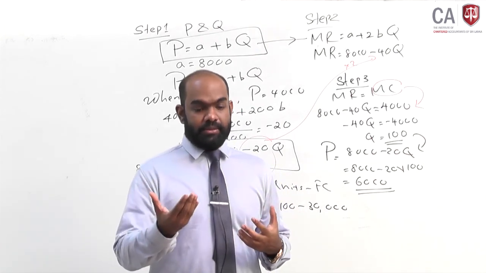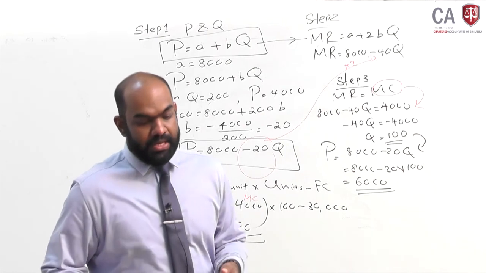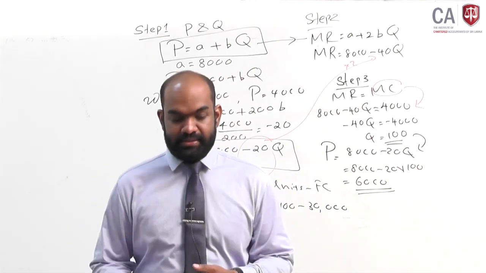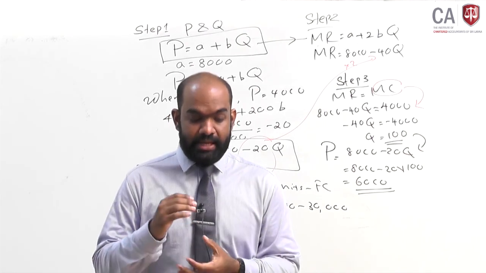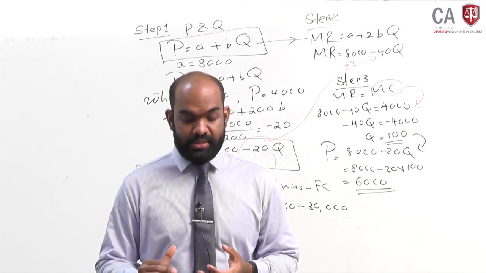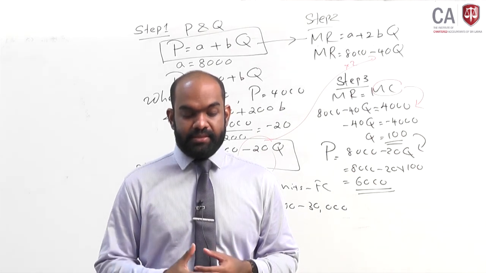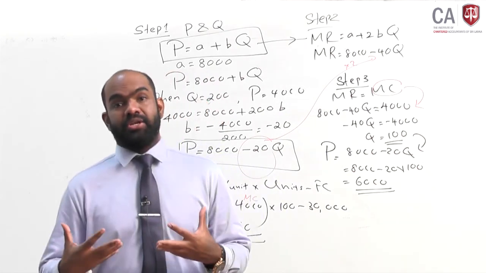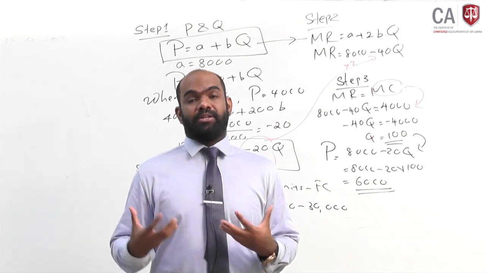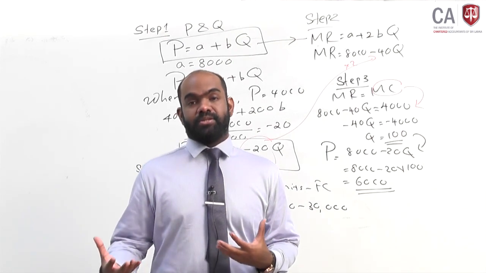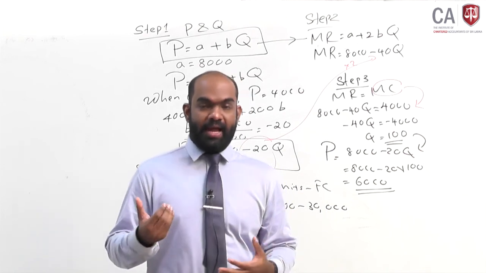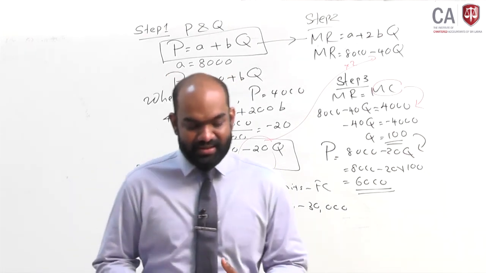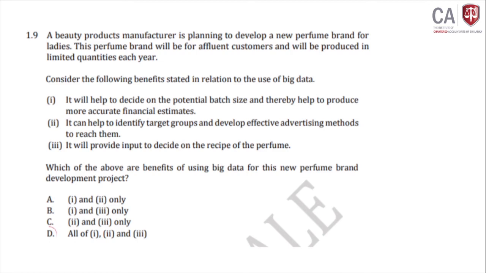If you look at the 3 options given, it will help to decide on potential batch size, and therefore help to produce a more accurate financial estimate. That is correct. It helps you to identify target groups, of course, yes. It will provide input to decide the recipe of the perfume, because it helps you to identify what consumers actually want. Therefore, it helps you to decide on the recipes as well. So 1, 2 and 3 are all correct. So all of 1, 2 and 3, option number D.